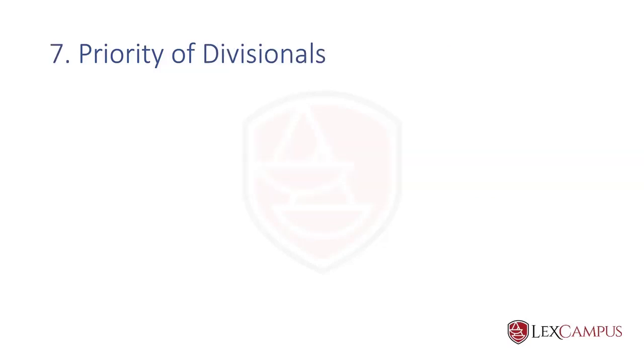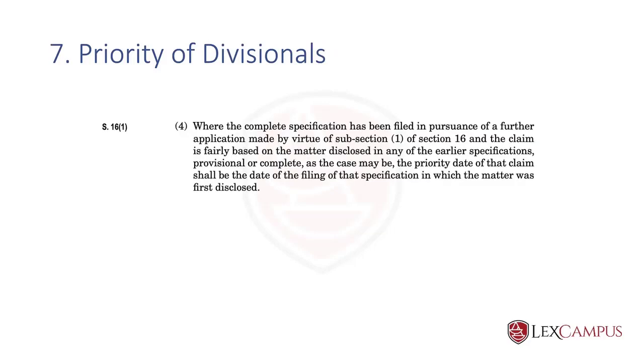The seventh point is priority of divisionals. Now we get this from subsection 4, where a complete specification has been filed in pursuance of section 16(1) and the claim is fairly based on the matter disclosed in any of the earlier specifications, provisional or complete. The priority date of the claim shall be the date of filing of that specification in which the matter was first disclosed. In effect, it means divisionals take the priority of the parent. That is what it means. Divisionals take the priority of the parent because the parent was the application in which the matter was first disclosed. When you come to 16(1), we can see that. It's a very simple principle, but it's reiterated separately for divisionals.